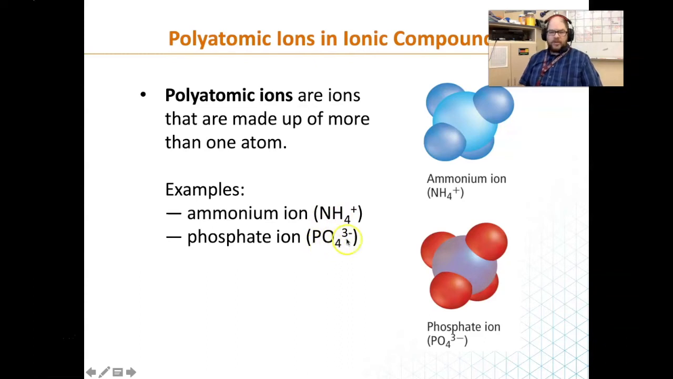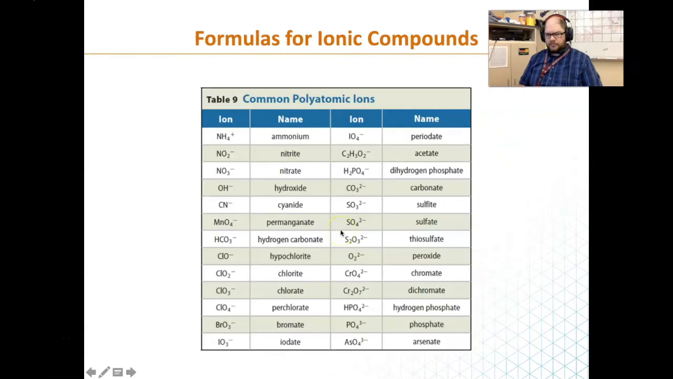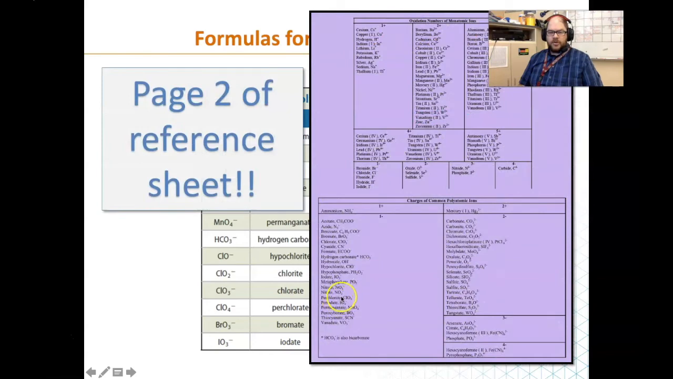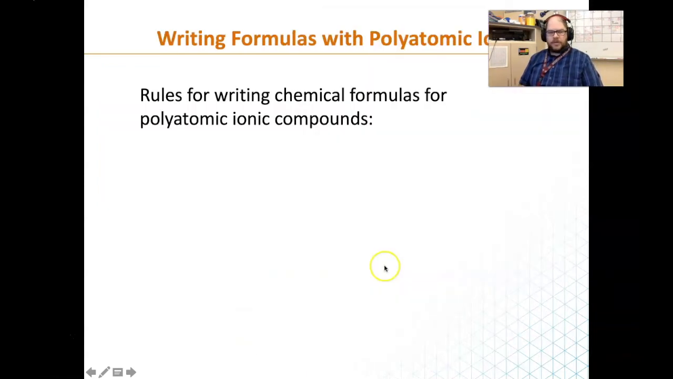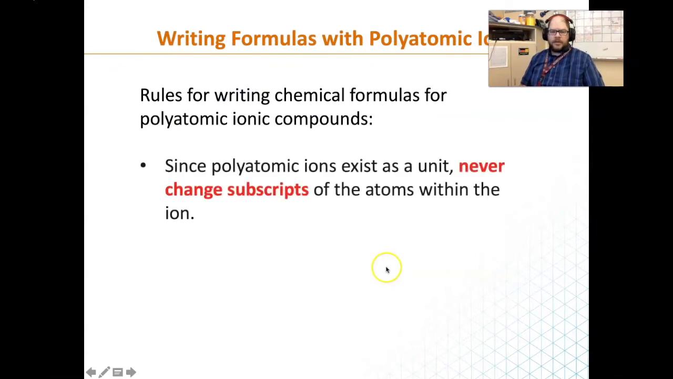Okay, so how do we deal with polyatomic ions? Well, it's actually pretty easy because they all have names. And we just look them up on a chart and then we write their name. Or we look up their names and we write their formulas. And so you actually have this in your Pretty Purple packet on page 2. At the bottom of the page, you have this whole table of polyatomic ions that we're going to use in this class. So here's the rules for writing our formulas with polyatomic ions.